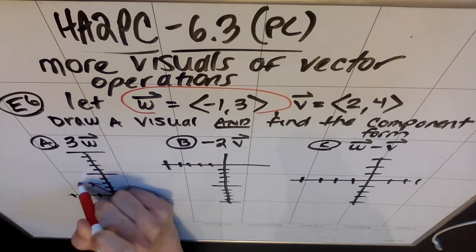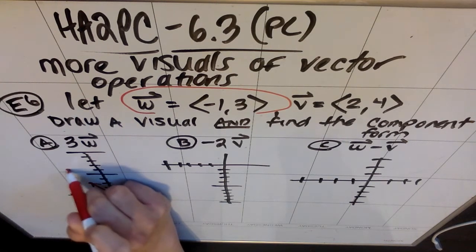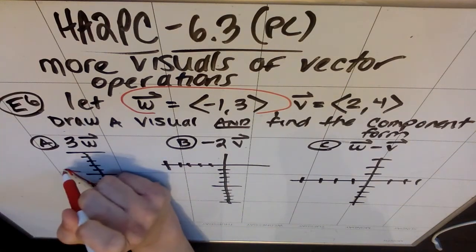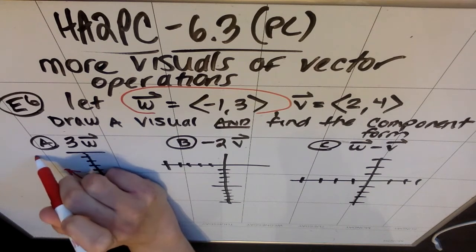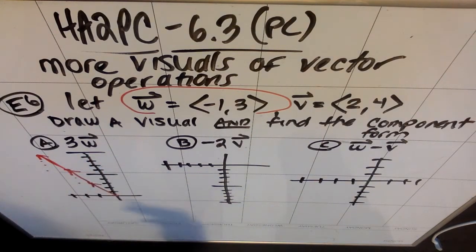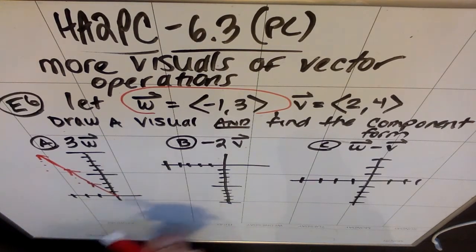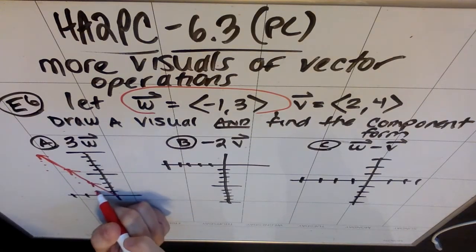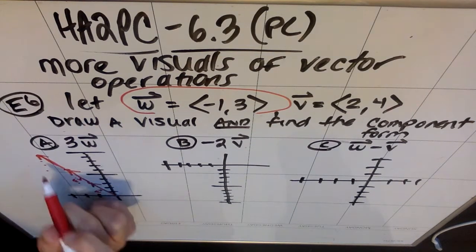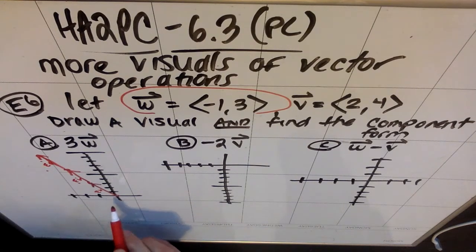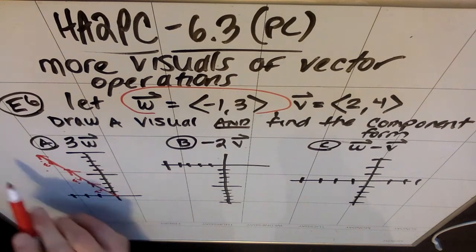So I go left 1 and up 1, 2, 3, and there's my second vector w. And then I do it again, so I go left 1 and up 1, 2, 3, and there's my last vector w. So what it ends up looking like is this larger vector that is just the same mini vector 3 times. So this is w plus w plus w, and we can see visually that the component form is going to be -3, 9.